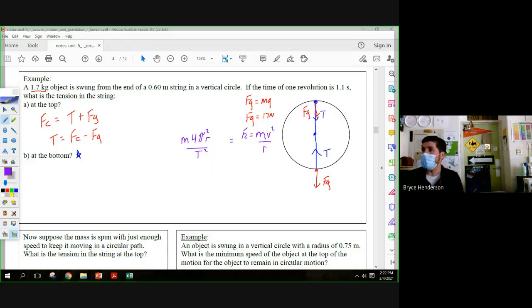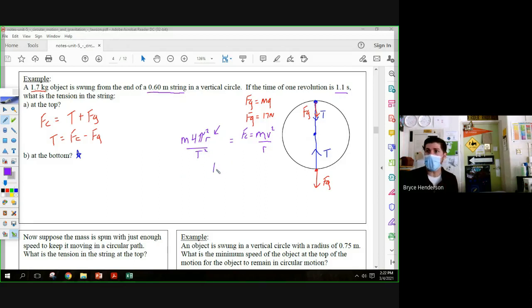So let's think about which one makes more sense to use in this scenario. They give us the time for one revolution is 1.1 seconds. And they tell us the radius of the circle is 0.6 meters. So what do we think? Probably the m 4 pi squared. Yeah, I think this one's going to be more direct, right? Because they give us the radius, we have that. The mass is given, the time is given. I think it would make a lot of sense to do that.